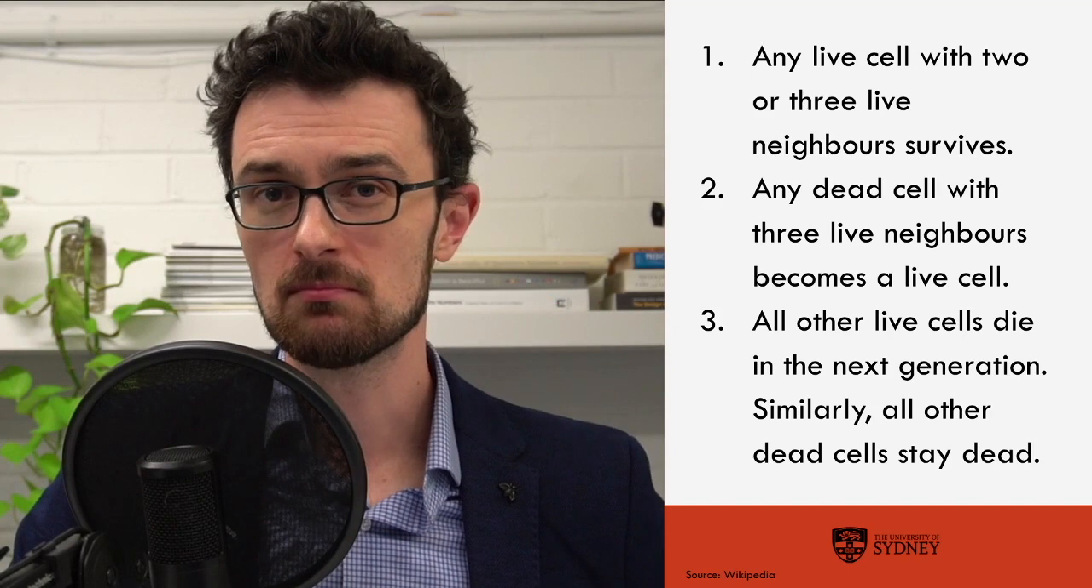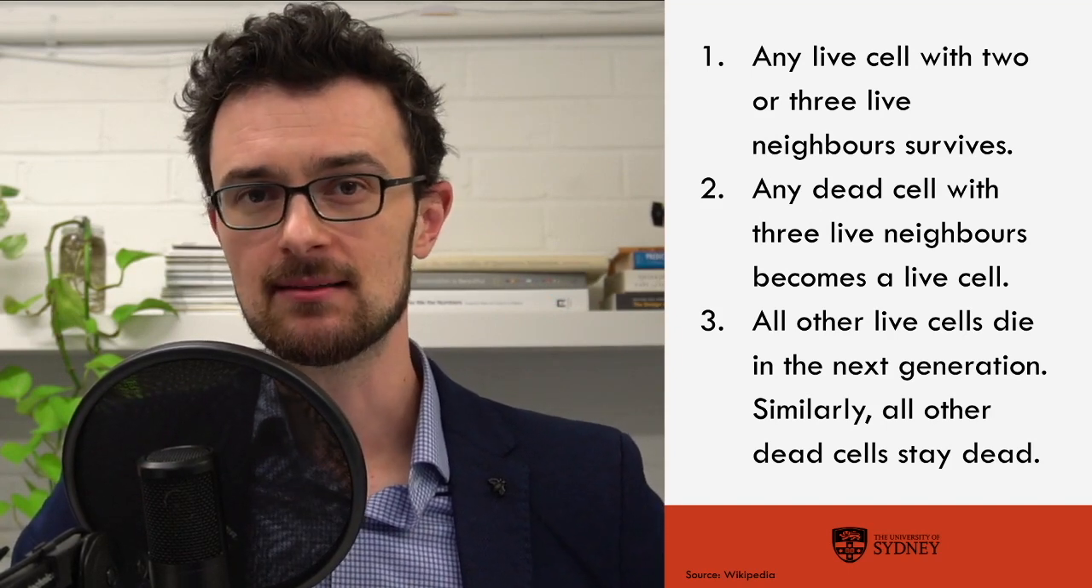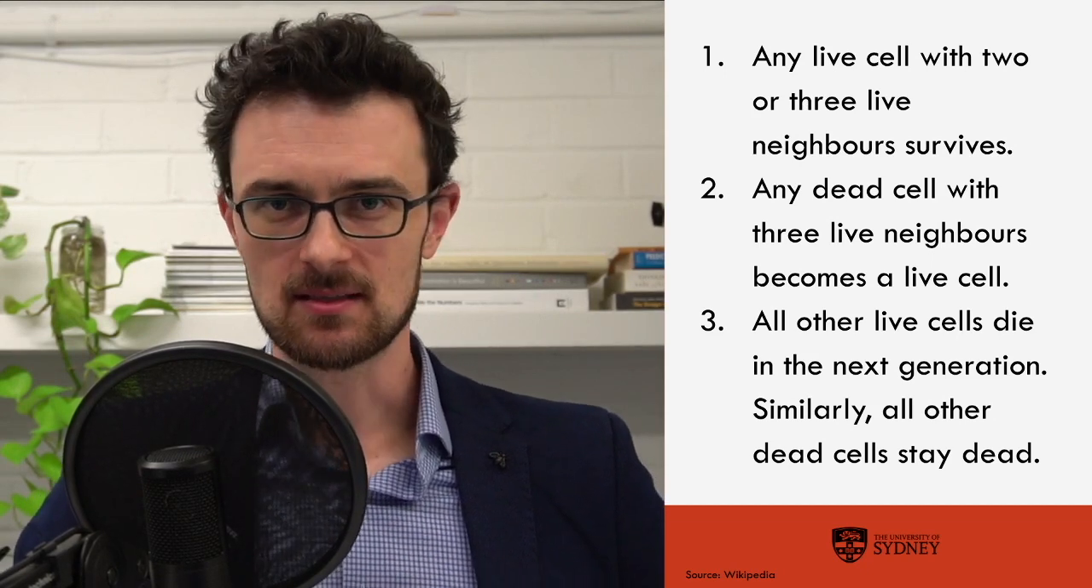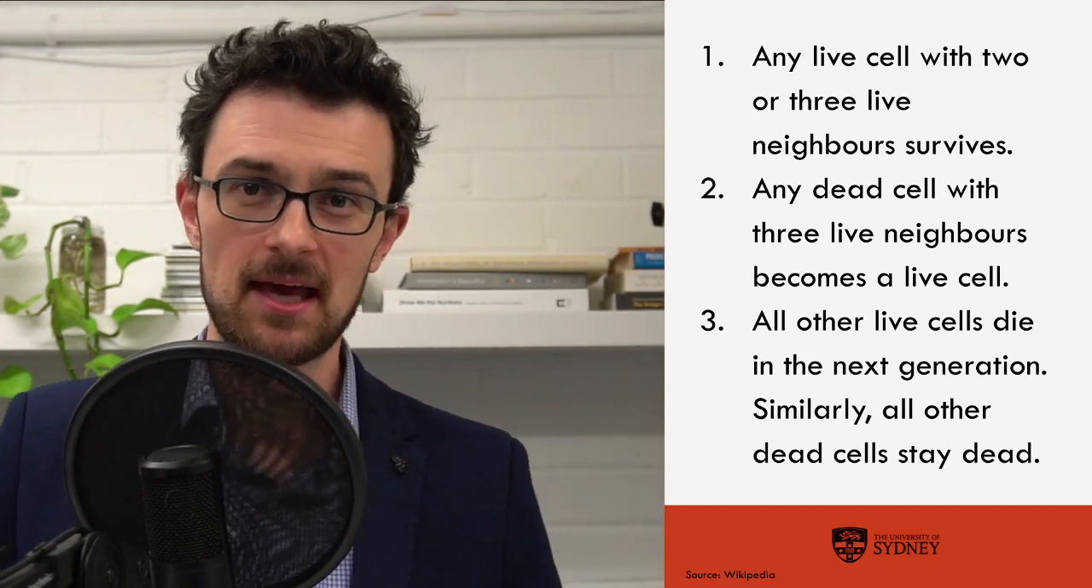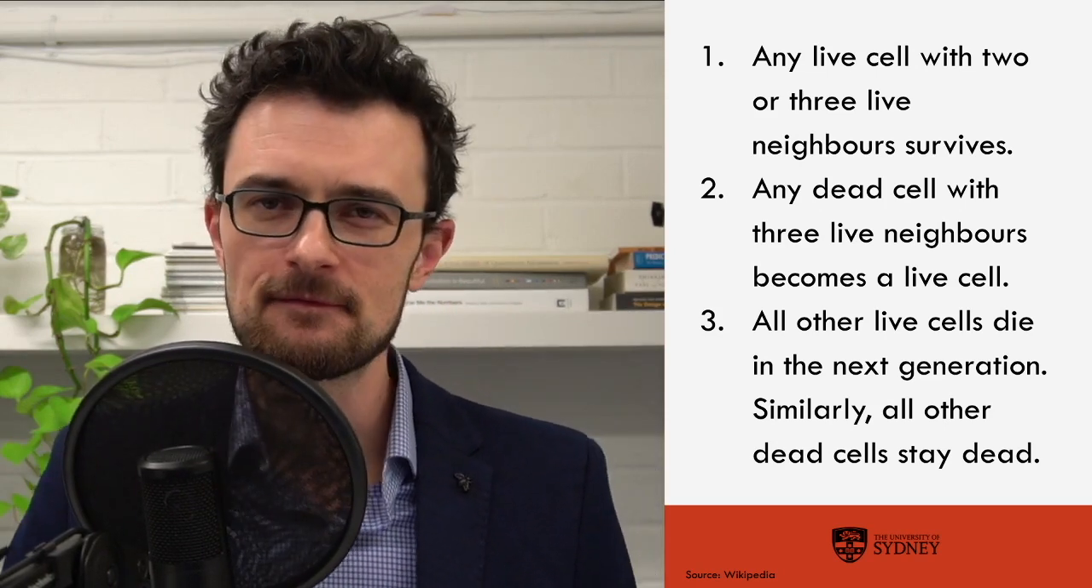So the only way you can make new cells is if there are exactly 3 live neighbors. And the only way you can keep cells is if there are 2 or 3 live neighbors. Simple, right? And yet it can produce a fascinating array of patterns. Here's one example. This is called a blinker.